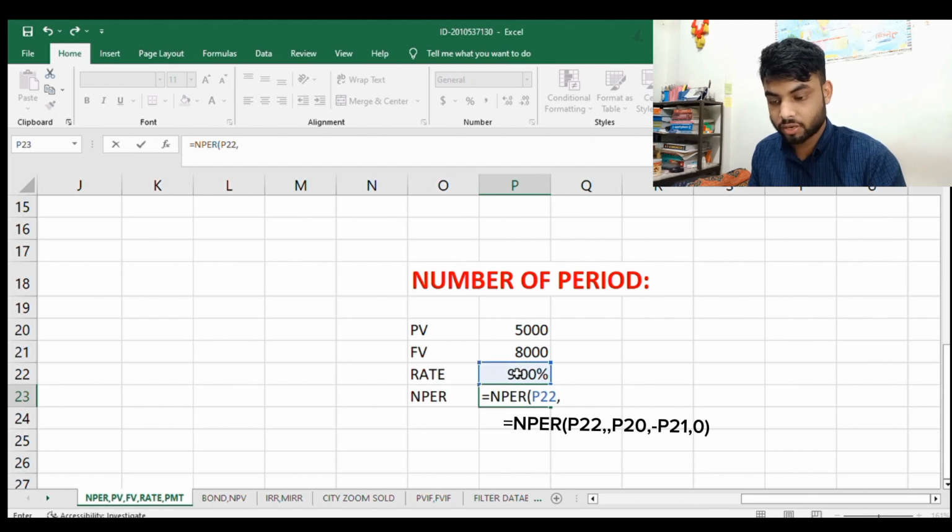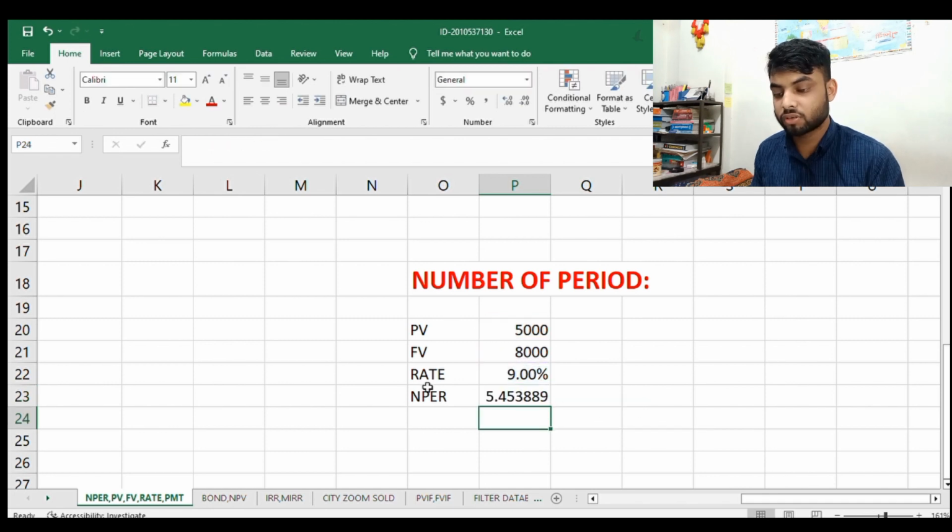Then start the first bracket, enter the rate 9%, then comma, payment not here, present value 5,000, then for future value we enter minus. The reason I already said for using the minus is because it is a cash outflow. Then for type, enter 0 because it's the end of the period, then close the bracket and enter. Number of periods: 5.453889, it is around 6 years.